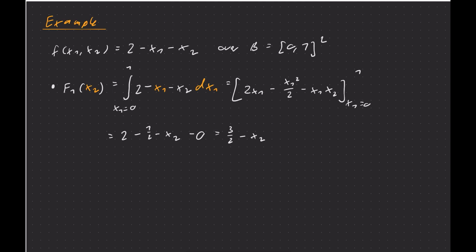And just for comparison, let's also compute f2. That will then depend on x1. Right, now we're integrating out the x2 variable. So this time the integral is x2 from 0 to 1. The box is from 0 to 1 in both directions, so that doesn't make a difference for the limits. 2 minus x1 minus x2 dx2. So this time it's x2, okay?